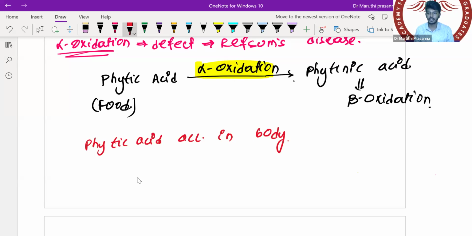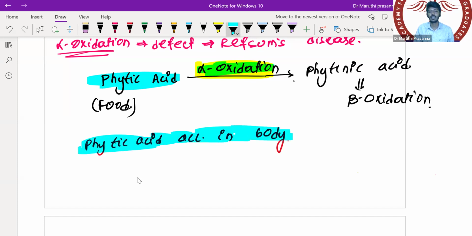So first alpha oxidation happens, and after alpha oxidation phytanic acid will enter into beta oxidation. If there is a defect of alpha oxidation, automatically phytanic acid will not be metabolized, it will rather increase, and the increased phytanic acid will start to accumulate in the body, which will affect your joints, skin, and eyes. So all of these places will be affected.